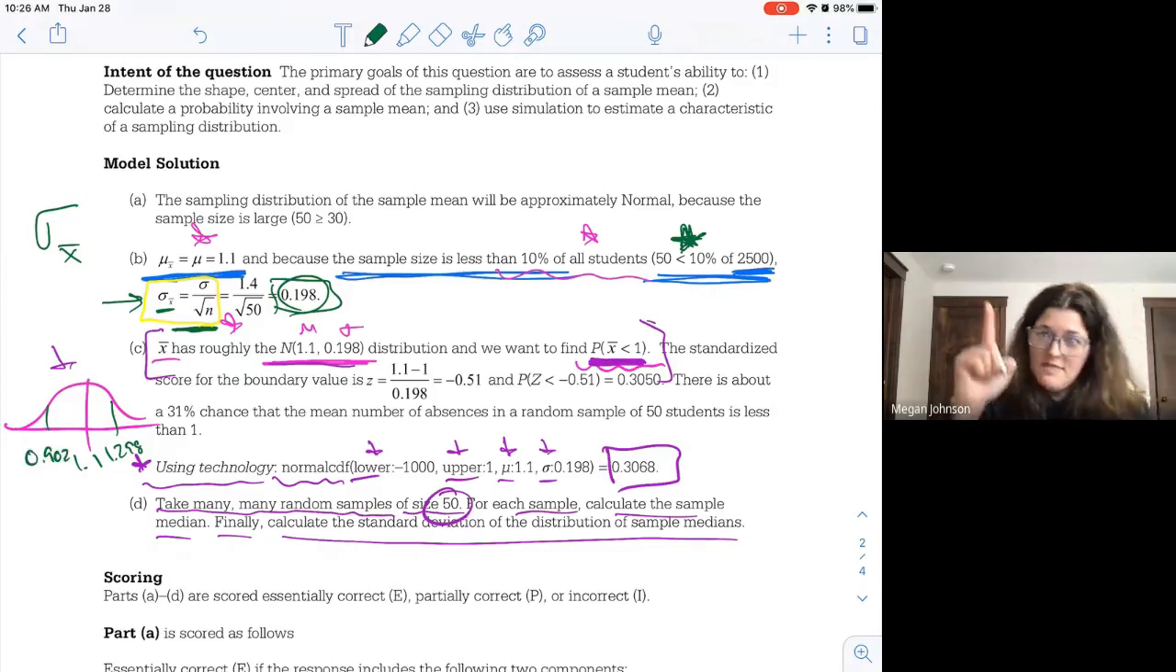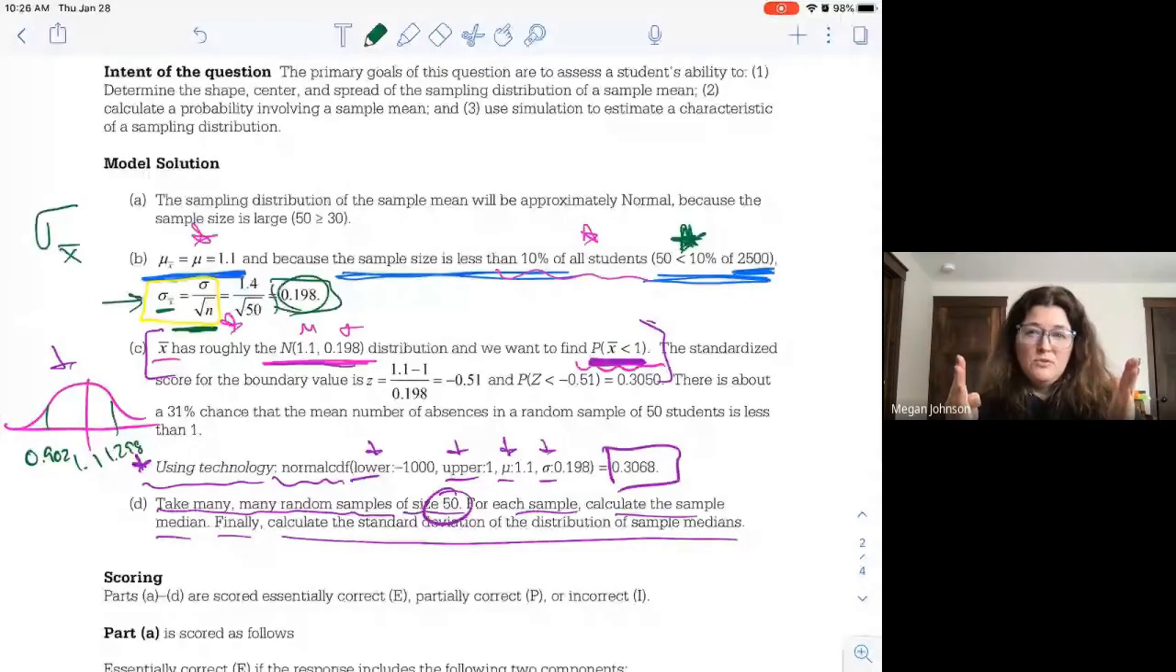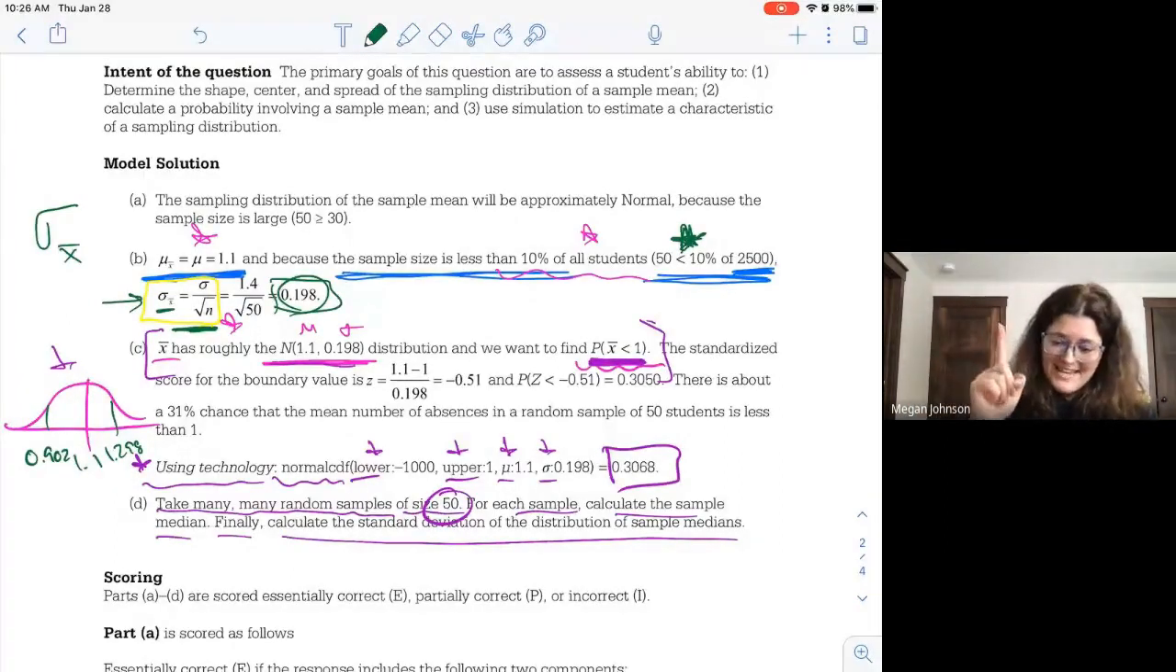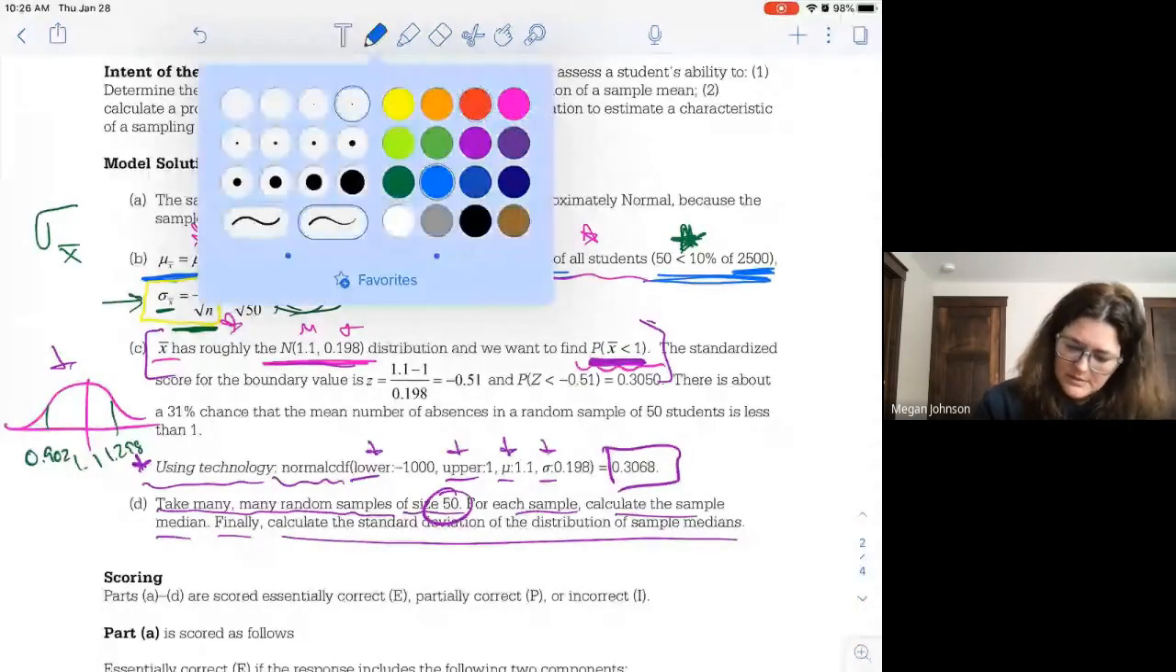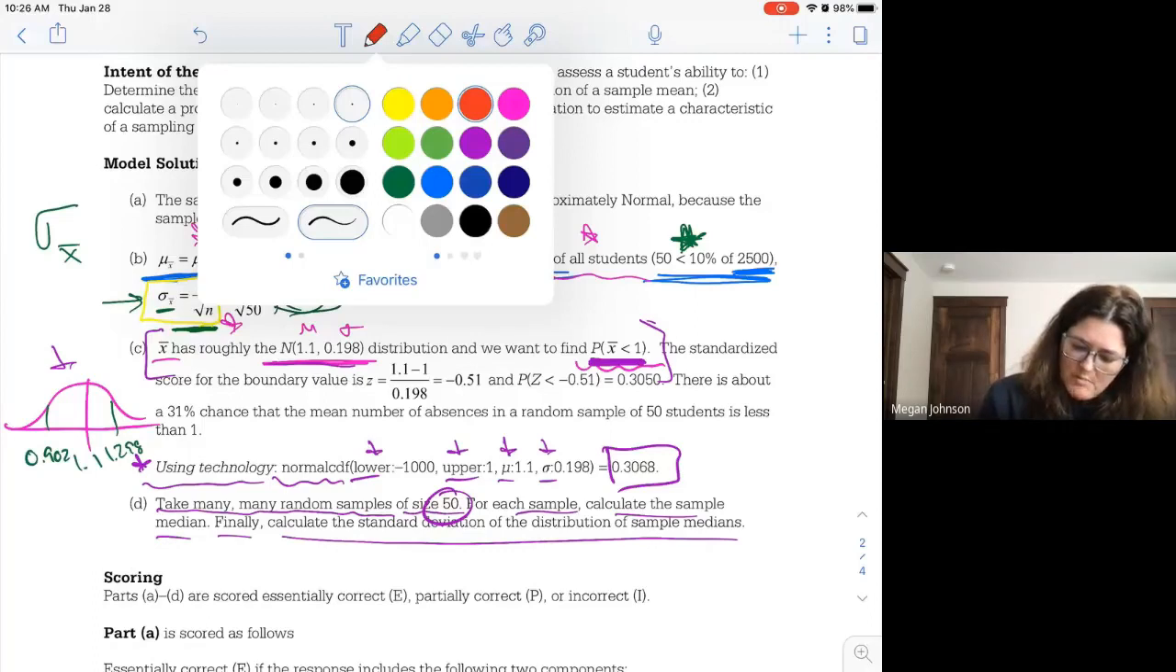And then the other thing, so that's important. You draw your normal curve, you mark your mean, do at least one increment in either direction. Then you also have to mark the part that you want to find. So then I would also mark what I'm looking for. I am looking for x is less than 1.